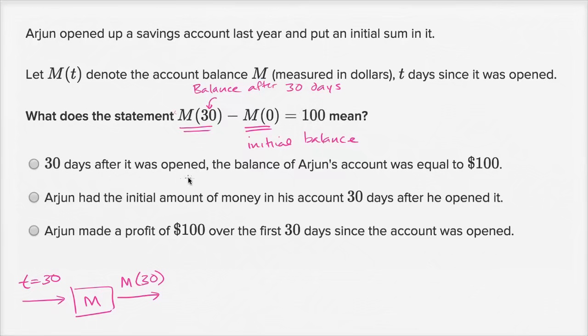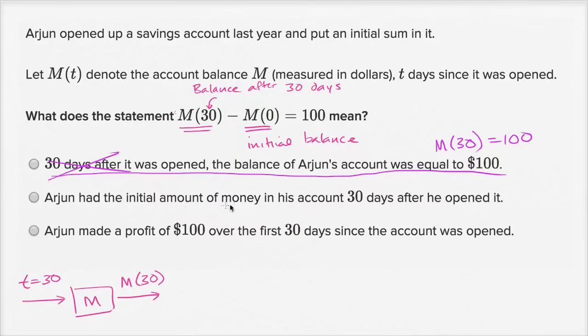30 days after it was opened, the balance of Arjun's account was equal to 100. No, that's not what that's saying. This statement right over here, that the balance 30 days after opening, would be equivalent to saying that M of 30, the balance 30 days after it was opened, is equal to 100. That's not what they tell us here. They tell us that the difference between the balance after 30 days and the initial balance is 100. So we can rule that one out.